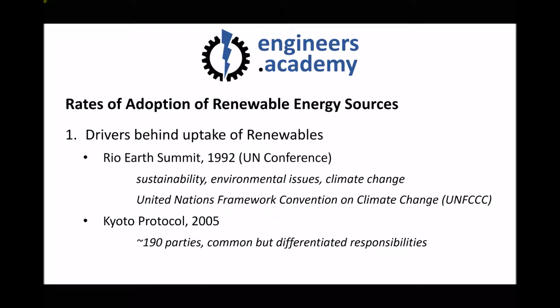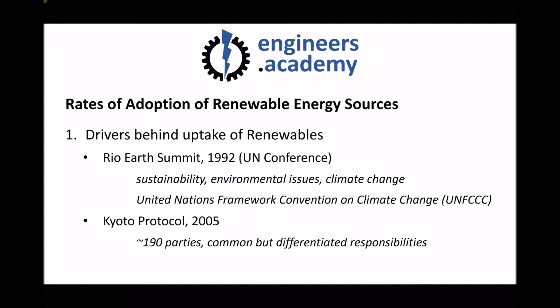Now, following on from the UNFCCC, we had the Kyoto Protocol of 2005. And this was an extension of the UNFCCC, but what it aimed to put in place was legally binding agreements between the party members. And at the time of signing, there was around 190 parties who were involved in the signing of the Kyoto Protocol. So once again, this tackled the issue of reducing carbon dioxide emissions and uptaking renewable energy, but this accepted that the 190 parties had common but differentiated responsibilities.